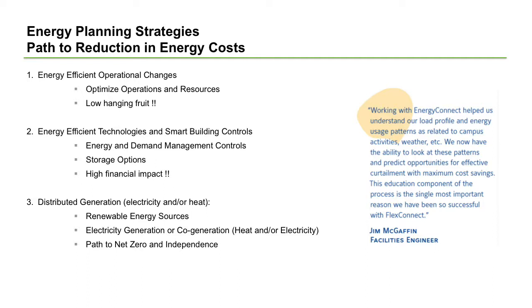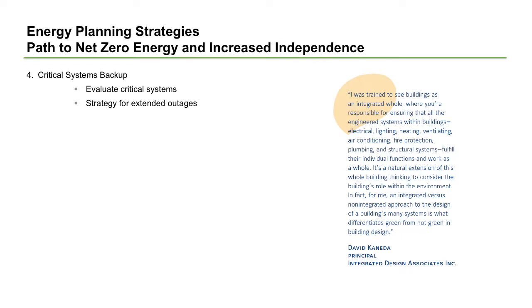Distributed generation is the production of energy. There's a lot of options there. There's renewable energy sources for both heat and electricity, straight electricity generation or cogeneration, and that can be part of a path to net zero or pure independence. On the path to net zero is where you generate all of your power on site. You can trade energy with the utility, but the idea is to get really down to net zero import from utilities. The first part of that plan is critical systems backup.